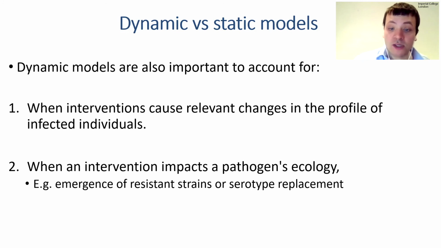Also, sometimes an intervention can impact a pathogen's ecology, such as when an intervention results in selective pressure that leads to the emergence of resistant strains or serotype replacement. So, dynamic models can be important in other situations, as well as when the intervention impacts transmission.